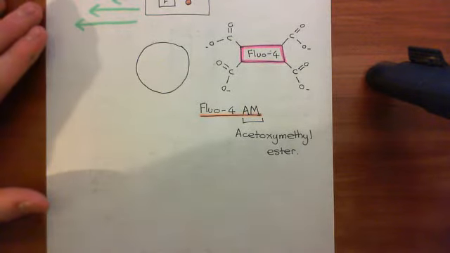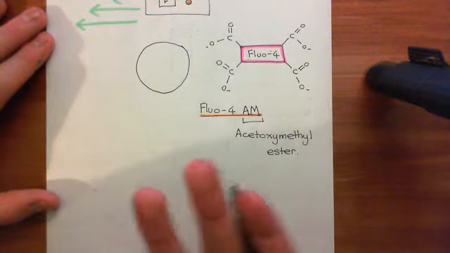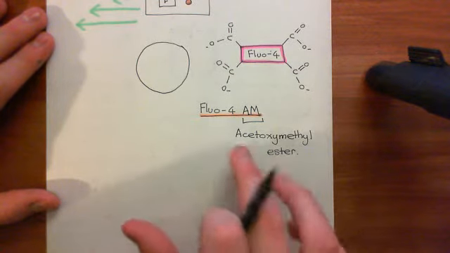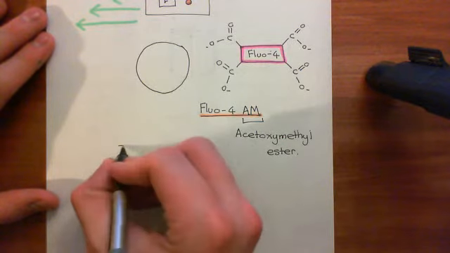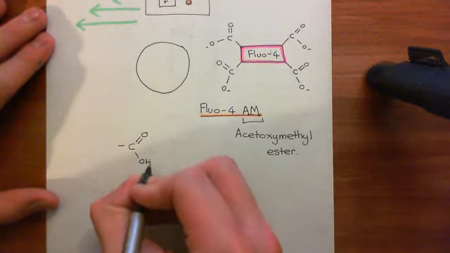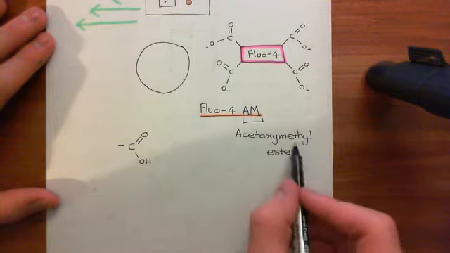Now, what does acetoxymethyl ester mean? Basically, what it should be screaming at you is that we're going to stick ester links onto these 4 carboxylic acid groups, and that's exactly what we're going to do. There's still the technicalities of what acetoxymethyl actually means. We're going to take each of these carboxylic acid groups of the Fluo-4 molecule and esterify them with the acetoxymethyl group.